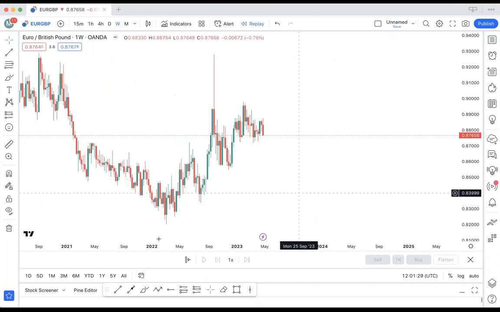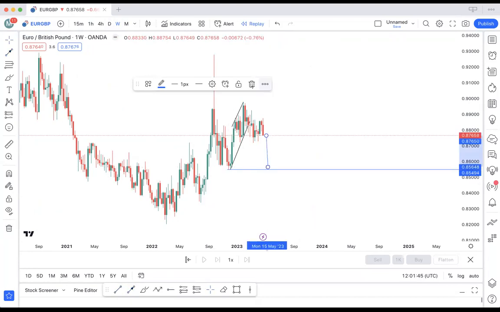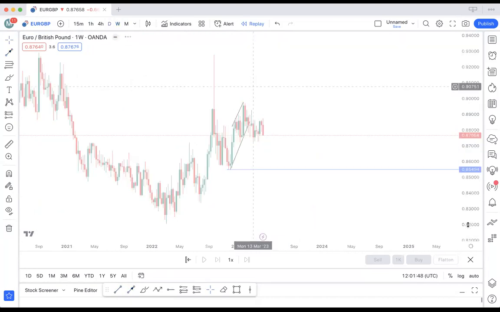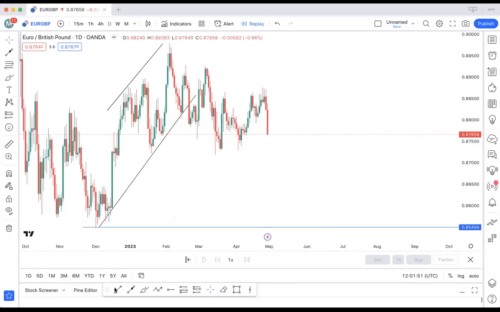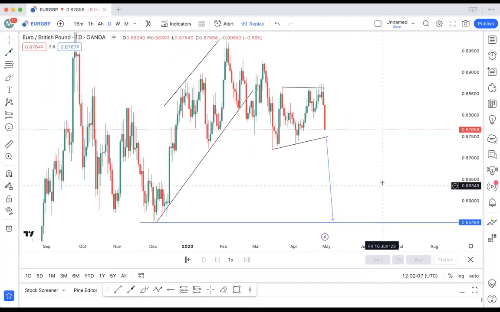Okay, so on to our next pair, which is Euro pound. Euro pound on the weekly is forming this ascending pattern, which broke out, and this is our overall target. Now we're jumping into our daily. What are we seeing? Price forming a continuation pattern. Once this breaks out, it has a high probability of reaching this 90% drop.